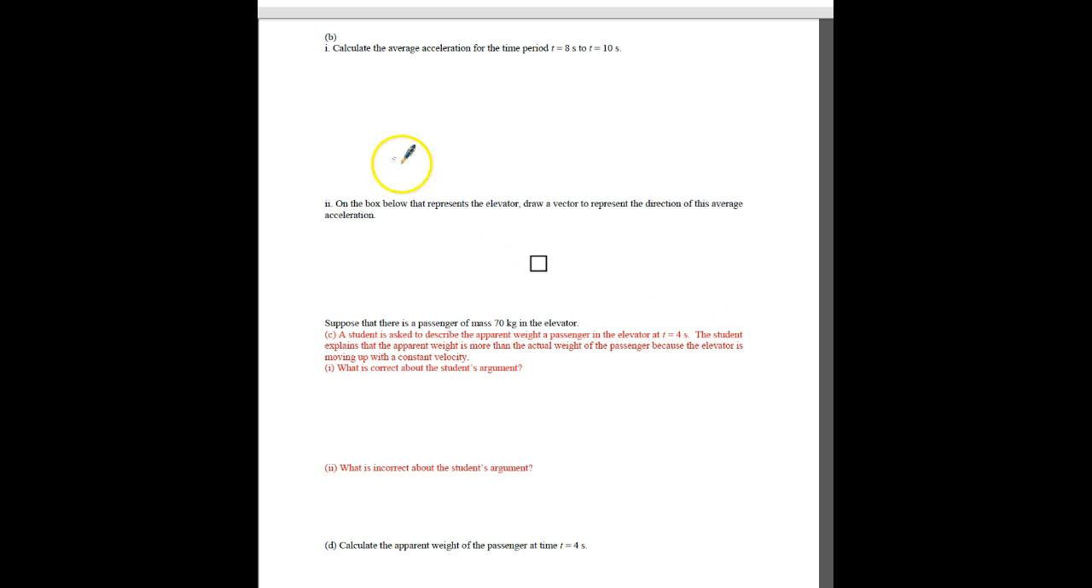So we are going to do the same thing we kind of did before. We're just going to say acceleration is equal to the change in velocity divided by the change in time. From 8 to 10 seconds, we're going to start at 1.5 meters per second, and then we're going to go down to 0, and we're going to divide by 2. And we're going to find out that our average acceleration for that time period from the graph we just produced is negative 0.75 meters per second squared.